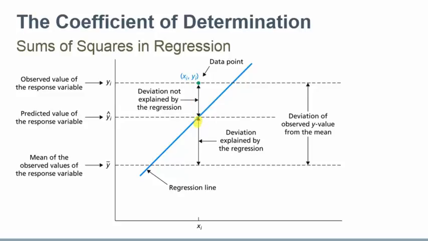If we look at the distance between the value we find from our formula, which is called y hat sub i, and the mean of the observed values, y bar, that deviation is explained by the regression. The distance between our observed value, y sub i, and the mean of the observed values, y bar, is the deviation of the observed y value from the mean.